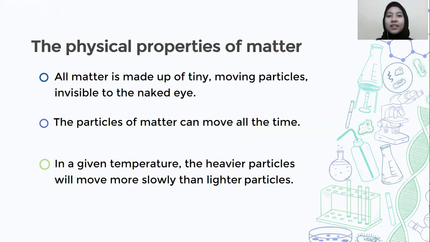And next, the physical properties of matter. First, all matter is made up of tiny moving particles invisible to the naked eye. Different substances have different types of particles which have different sizes, such as atoms, molecules, elements, and ions. And second, the particles of matter move all the time. At high temperature, the particles move faster. And thus, at a given temperature, the heavier particles will move more slowly than lighter particles.